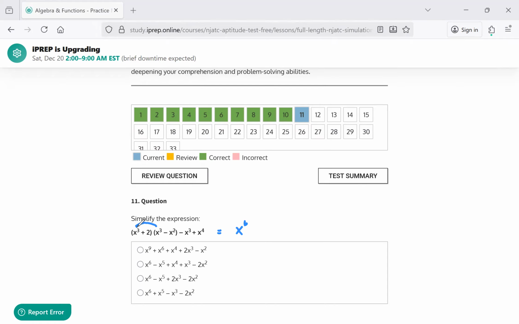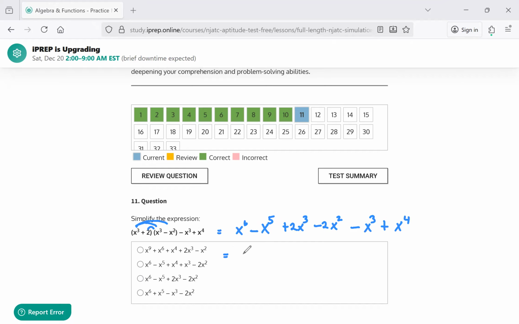What is x cubed times negative x squared? That's negative x to the 5. And then what is 2 times x cubed? That is 2x cubed. What is 2 times negative x squared? That's negative 2x squared. And then bring down the minus x cubed plus x to the 4. Then it's all about collecting like terms.